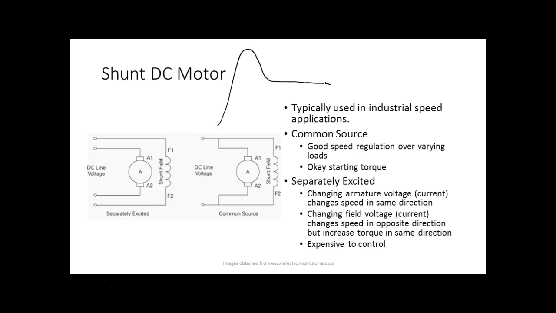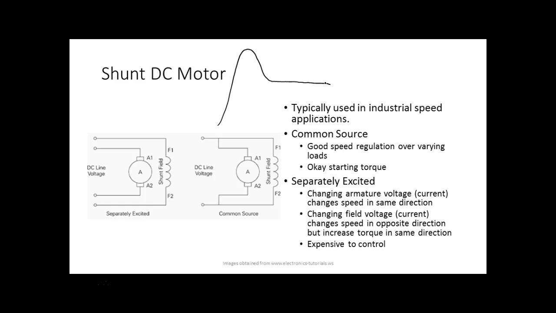If the motor tries to speed up, the counter EMF goes up, which causes the resistance in the armature to go up, which just causes the current to go down, produces less torque, which means the motor would slow back down until it's providing enough torque to turn the load. So these guys have really, really good speed characteristics.